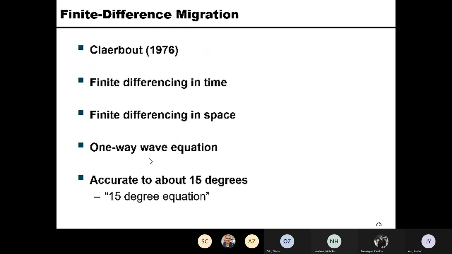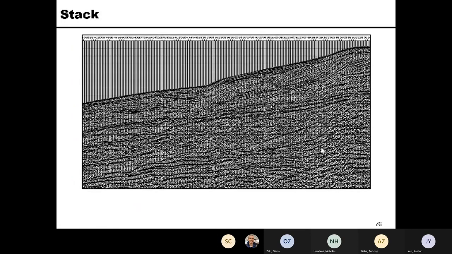However, the two-way equation was approximated to a one-way equation. This generally finite difference method was only good to 15 degrees, and then a 45 degree one-way equation was invented. That's a stack section. We saw this before.